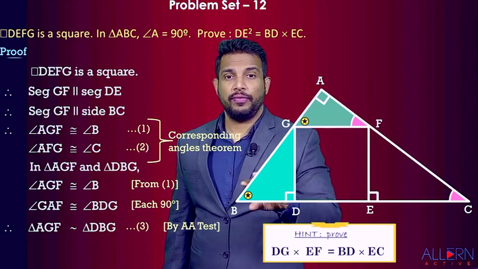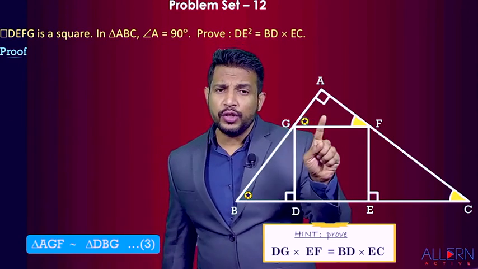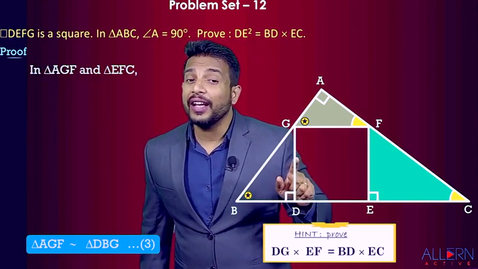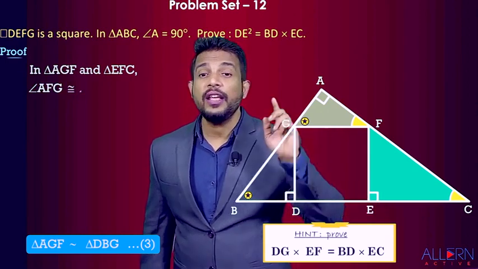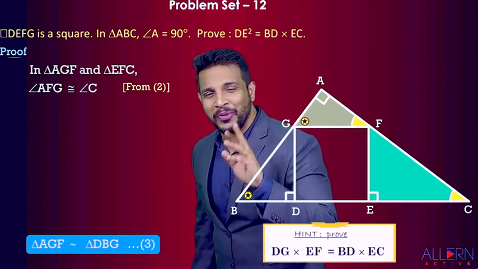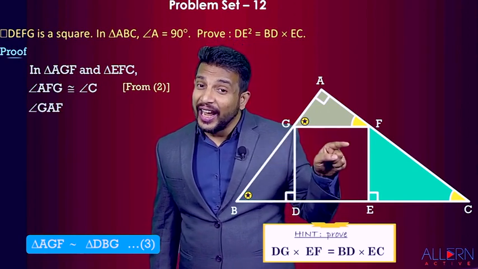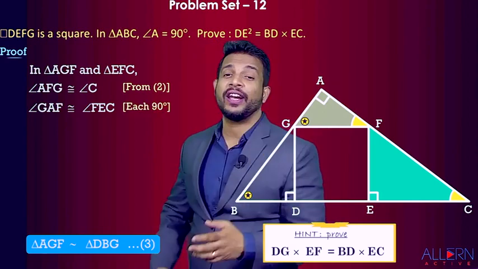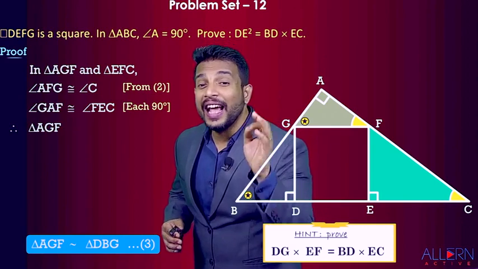So one pair of triangles we got similar. Now we need to get one more. Let's do the same way. So consider these two triangles, triangle AGF and that other triangle. In both the triangles, one pair of angles we already got, that is angle AFG congruent to angle C, which was from our result number 2. And then the other pair is that 90 degrees. So we write that angle GAF congruent to angle FEC. They are congruent. Reason is each is 90. That means now we are saying yes, both the triangles, they are similar.